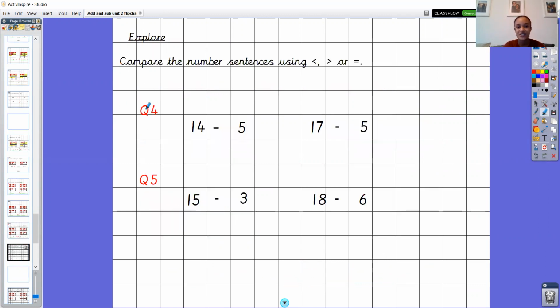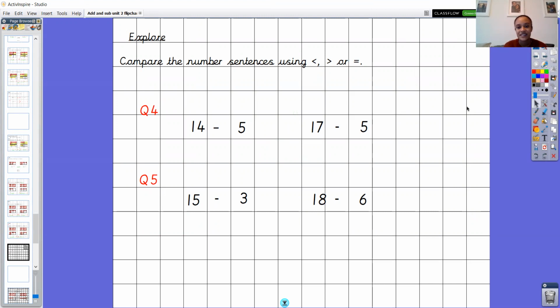So final 2 questions, question 4 and question 5, are ones without tens frames to help us. We need to find out the answer using the method that you find the easiest. So you might like to draw tens frames, you might like to use objects, you might like to use your fingers, you might have a number line. Find out the answers and then use the correct symbol in the middle. Okay, so please pause the video now and have a go at that one.